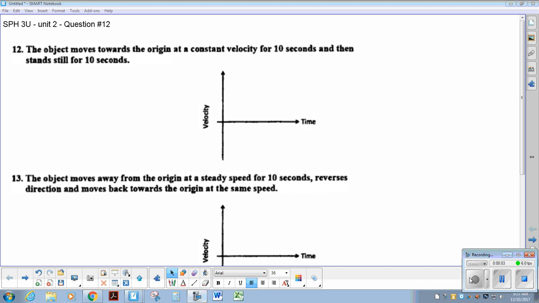Hello, I've had a question in Unit 2 for the 3U Physics, question number 12. Question number 12 states the object moves forward from the origin at a constant velocity for 10 seconds and then stands still for 10 seconds.